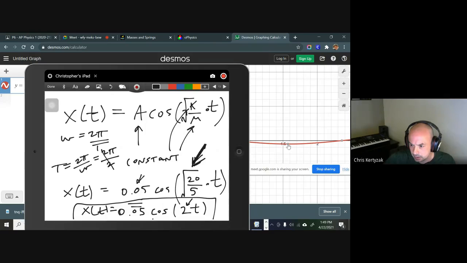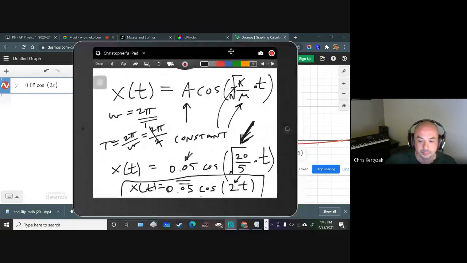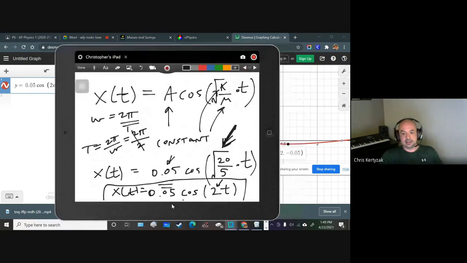Yeah, it switches to, I don't know what's going on there. Anyways, this is still all correct. What I'm saying is the 2 value, the omega, is our way of controlling how rapidly it goes through the cycles.